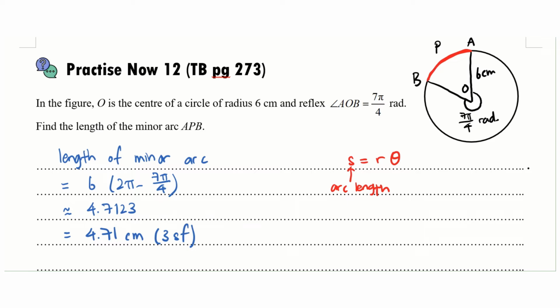Now taking a look at this question, the radius r is 6 cm and the angle theta has to be the angle AOB because we are trying to find the arc length APB. The angle AOB is 2 pi minus 7 pi over 4, which is the reflex angle, and directly pressing this entire thing into the calculator, we will get the value 4.7123 when truncated to 5 SF, and the final answer should be left to 3 SF, which will then be 4.71.